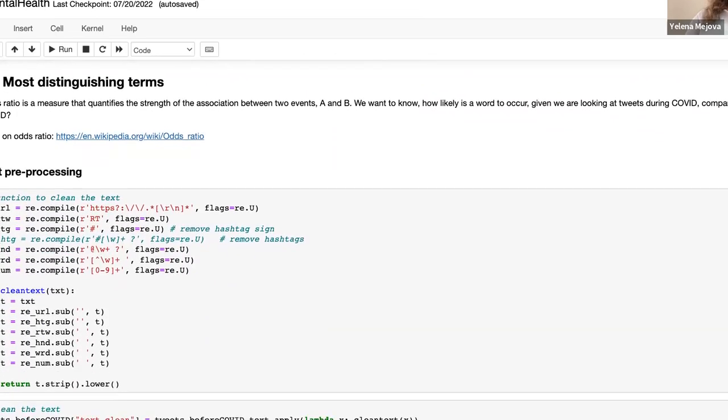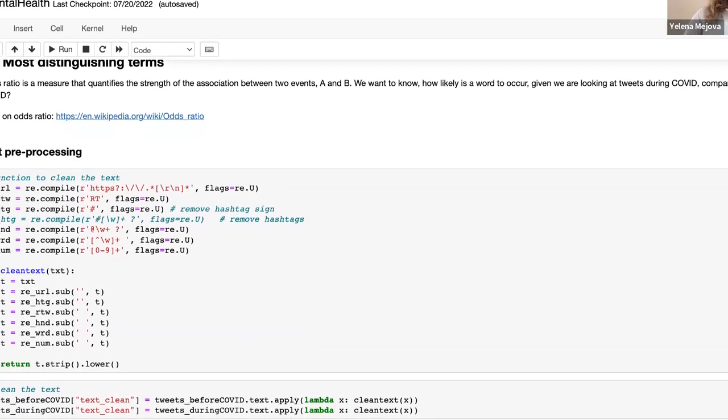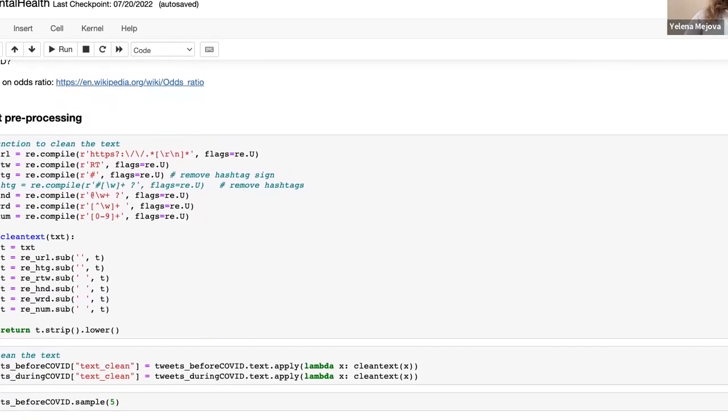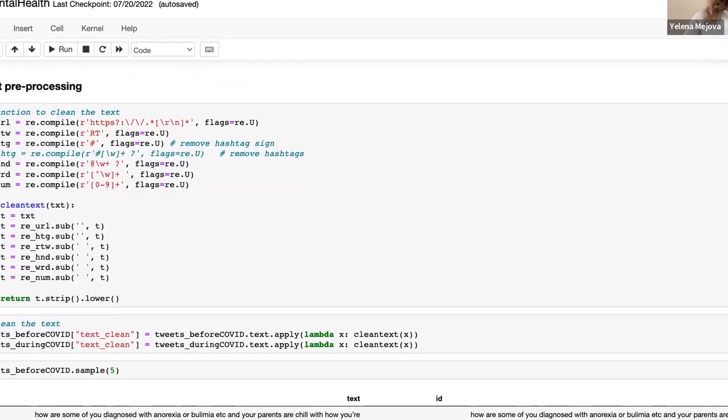And what we want to do is find the most distinguishing terms between the two sets. So this is a handy and extremely simple statistic that you can compute. So let's see, we have a bunch of text. What can we do with it to clean it up a little bit?